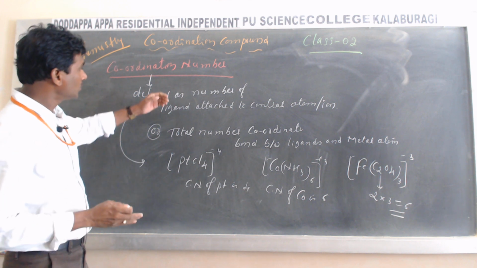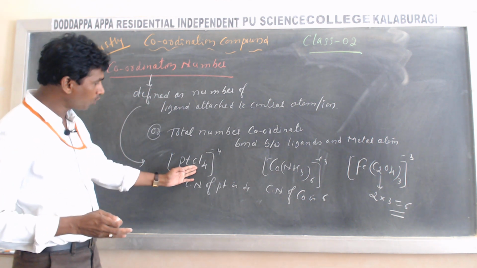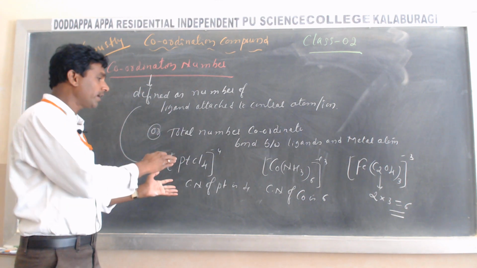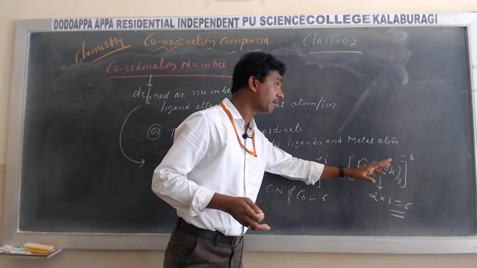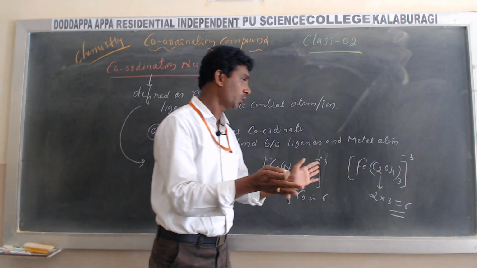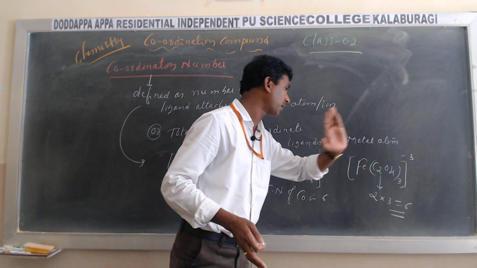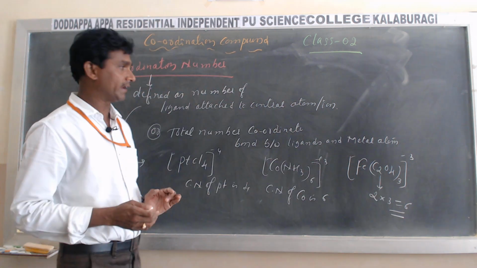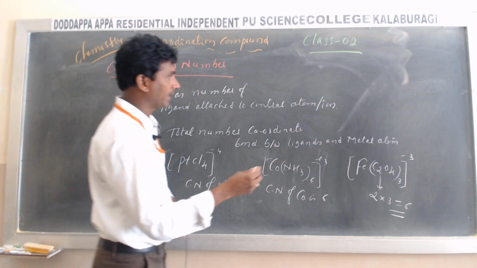It means the above definition is applicable for monodentate ligands, where the number of ligands is equal to the coordination number. But in case of bidentate ligands, the number of ligands is not equal to the coordination number. So you have to multiply the donor atoms with the number of ligands, and we get the coordination number.